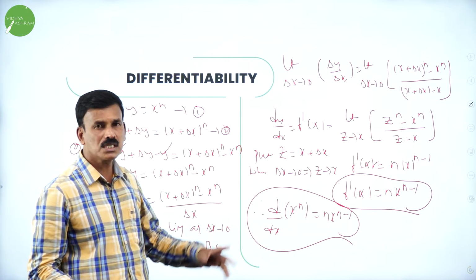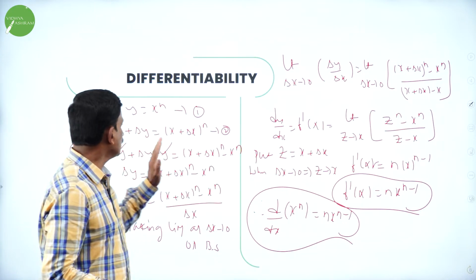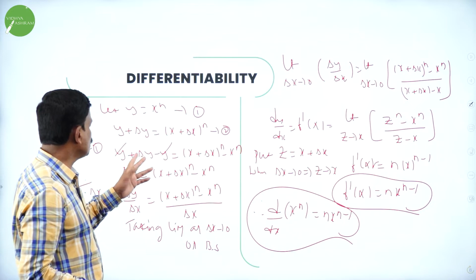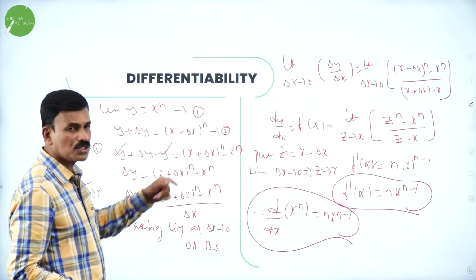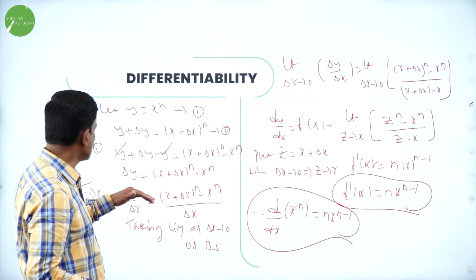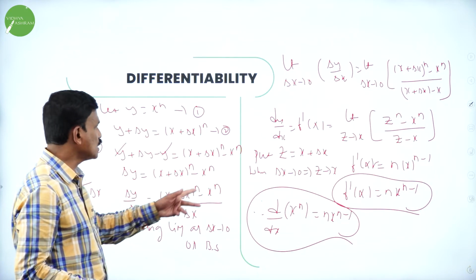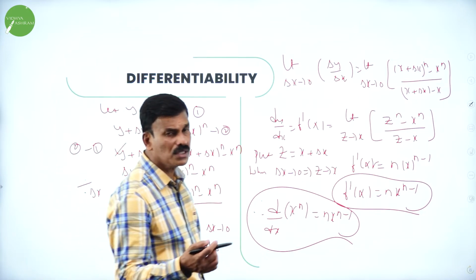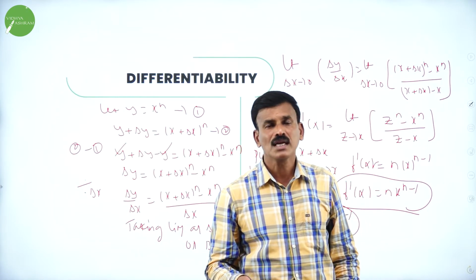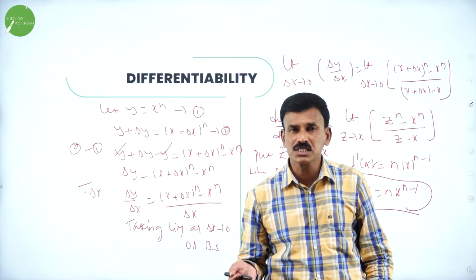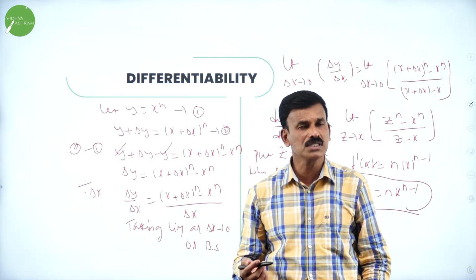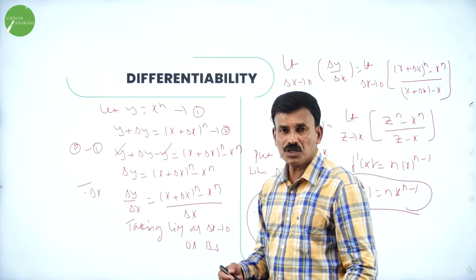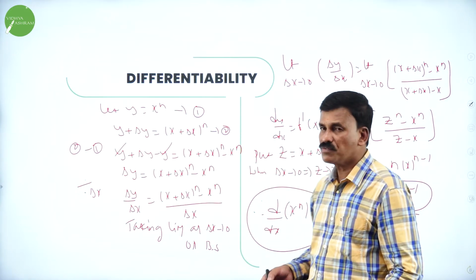Very important concept. Take the given equation as y plus delta y equals x plus delta x to the power of n. Subtract the original equation to get delta y, divide throughout by delta x, and take the limit on both sides as delta x tends to 0. If you want, you can also convert x to x plus h and take the limit as h tends to 0. That is one of the easiest methods to solve this problem. This is how we differentiate a function using first principles.